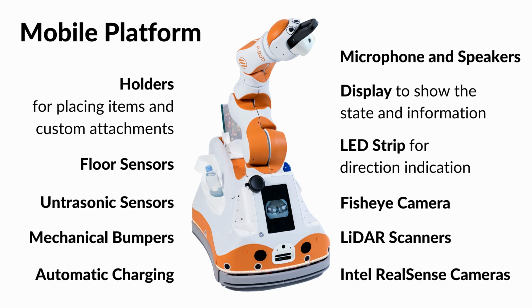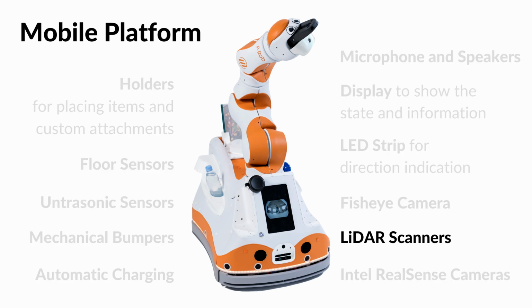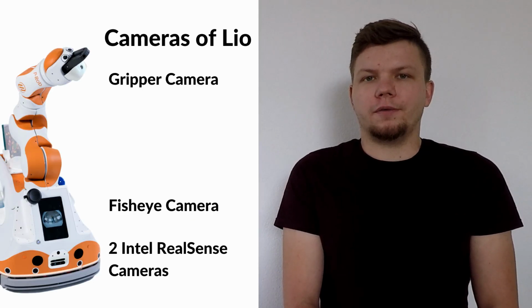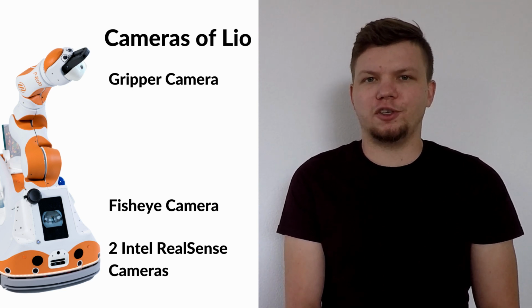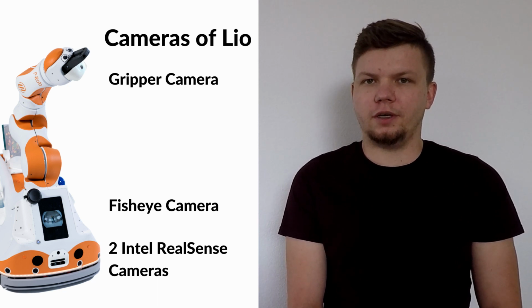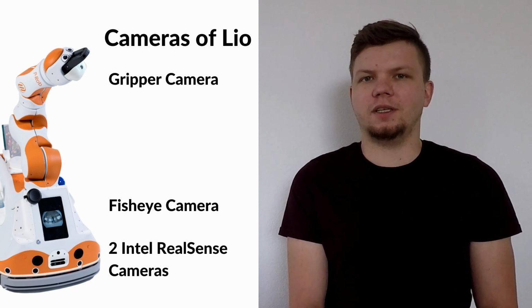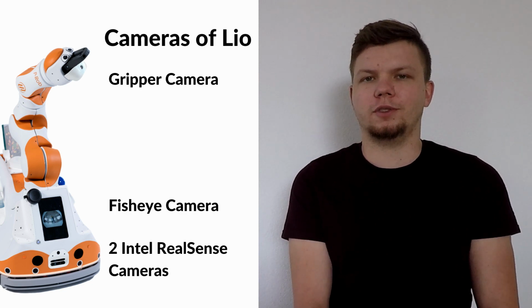The mobile platform has all the sensors needed for autonomous navigation with enough redundancy to make sure it operates safely even if some sensors malfunction. These include laser rangefinders, ultrasonic sensors, and mechanical bumpers, which are quite similar to the ones that you might find on domestic robotic vacuum cleaners. Also, there are four cameras embedded in various parts of the robot, and that allows Leo to see the surroundings and even sense the depth from the robot to certain objects.